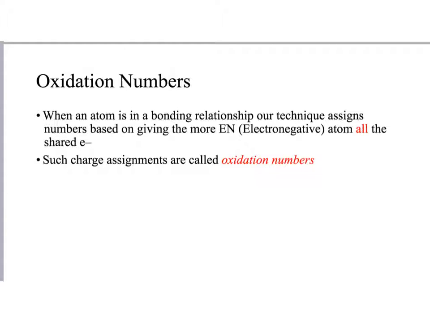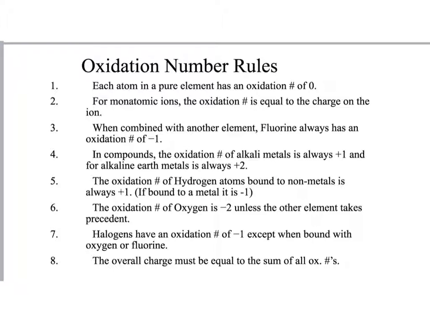So one thing that students can get confused about is what happens when you have molecules that have multiple atoms in them. Well, the rule says that when an atom is in a bonding relationship, this technique, this number counting system, gives the electrons to the more electronegative element that are being shared. Those charge assignments are called oxidation numbers. So it's a different counting method than you used before, but it's the counting method for redox. So here it is right here.